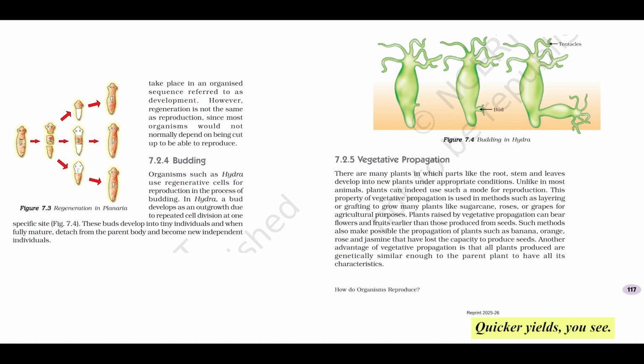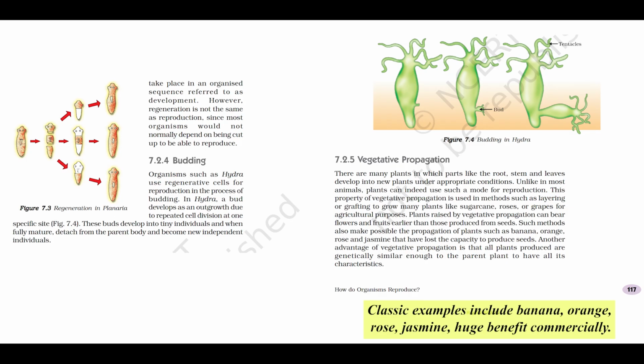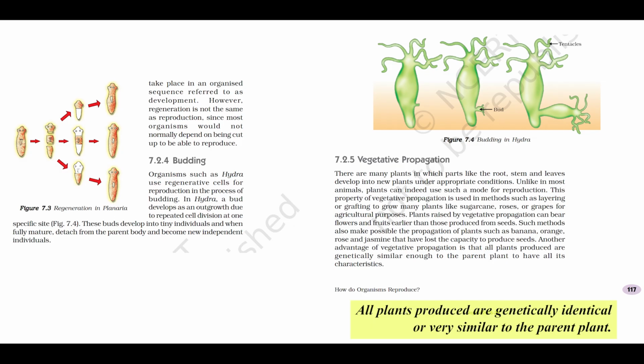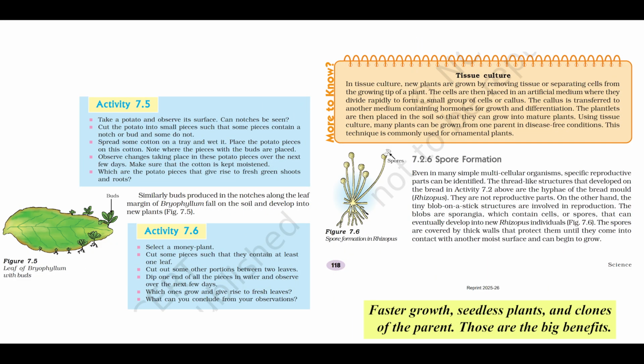Quicker yields, you see. Secondly, it makes it possible to efficiently propagate plants that have naturally lost the capacity to produce viable seeds. Classic examples include banana, orange, rose, jasmine, huge benefit commercially. And thirdly, a major advantage. All plants produced are genetically identical or very similar to the parent plant. This means they retain all the desired characteristics: yield, quality, disease resistance, ensures consistency. Faster growth, seedless plants, and clones of the parent. Those are the big benefits.